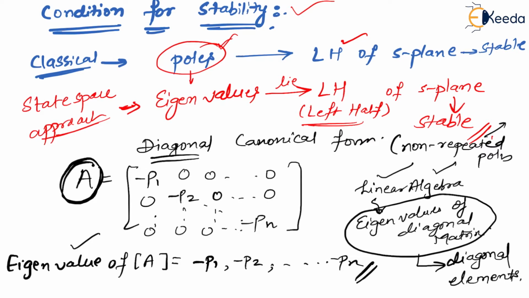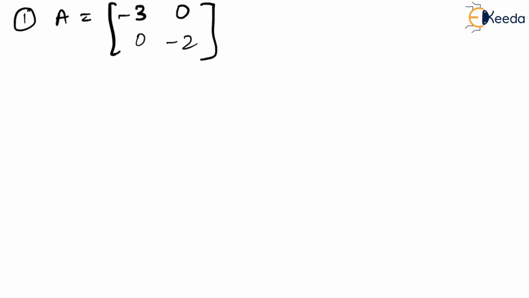Now let us take examples of practical systems. Let me take the first matrix A equal to minus 3, 0, 0, minus 2. You have to comment on the stability, whether it is a stable system or an unstable system. Now if you see here, is it in a diagonal canonical form? Yes, definitely. Let me use another pen.